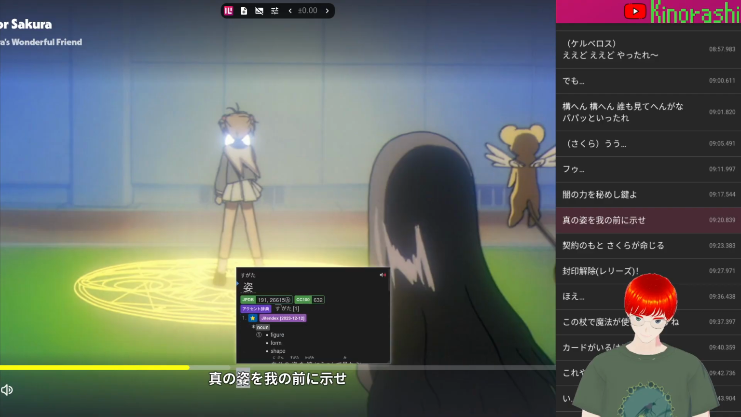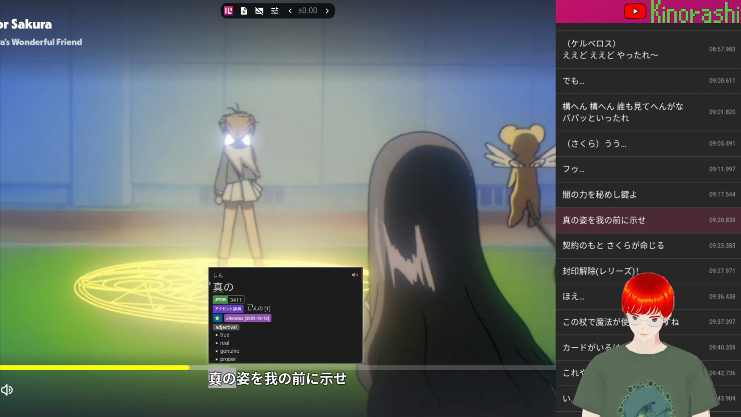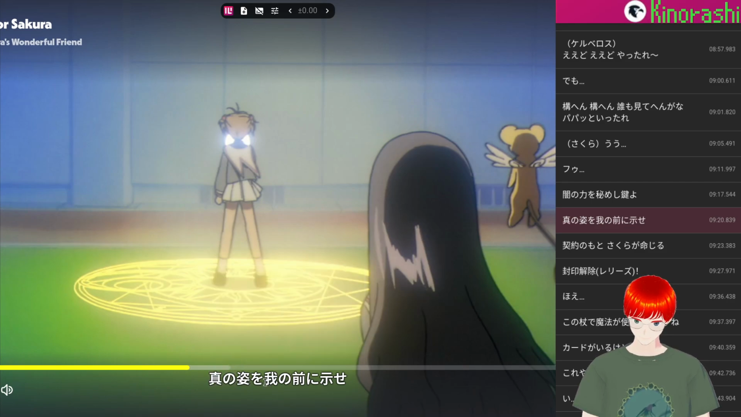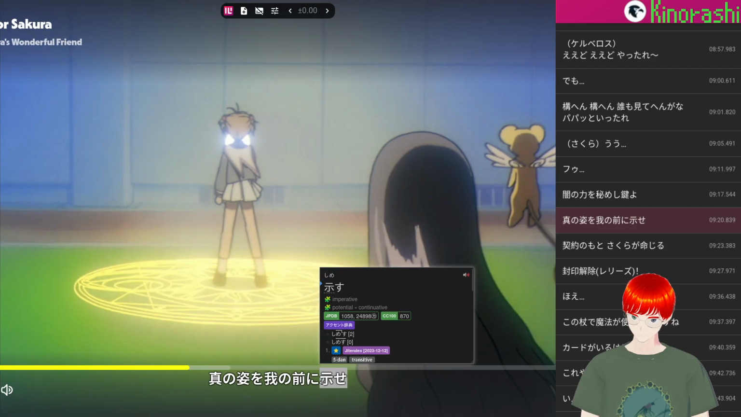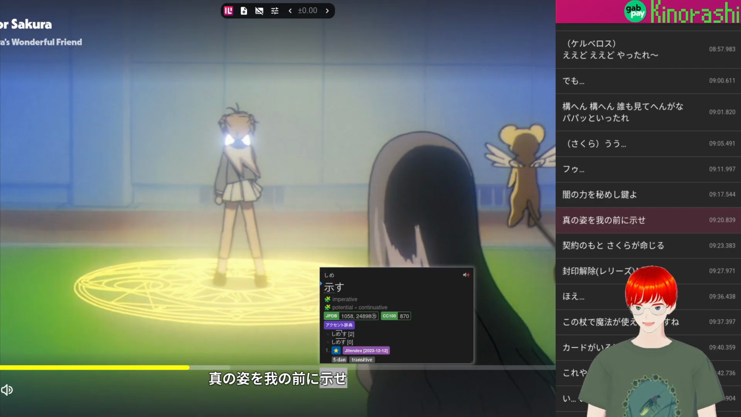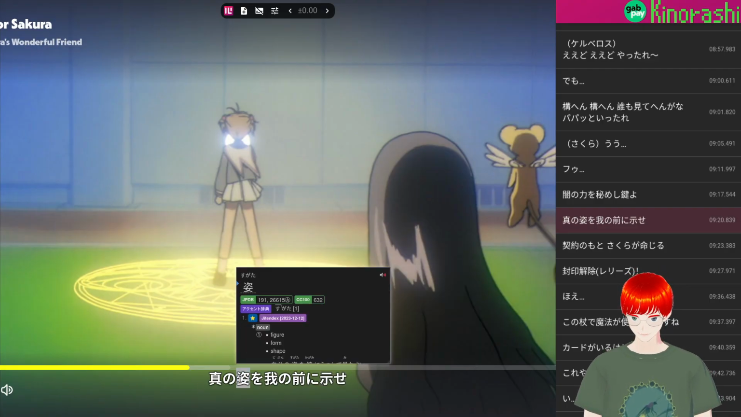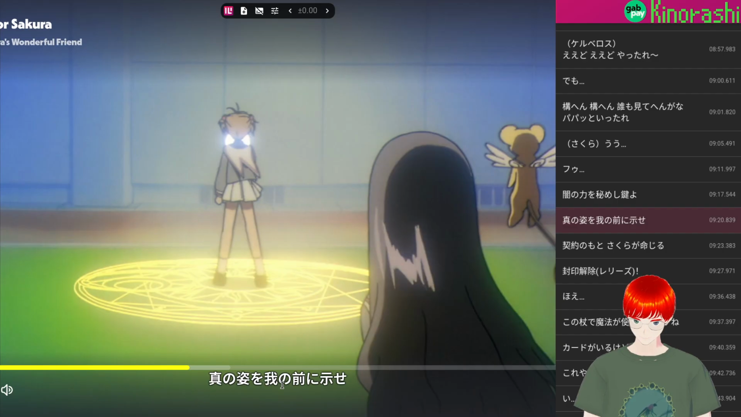Shin no sugata. So true form essentially. Shin no sugata o ware no mae ni shimesu. Yeah, shimese. So Shin no sugata. Shin no sugata o ware no mae ni shimese, or true form before me, and show. In other words, show your true form in front of me.